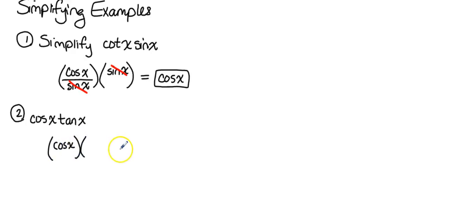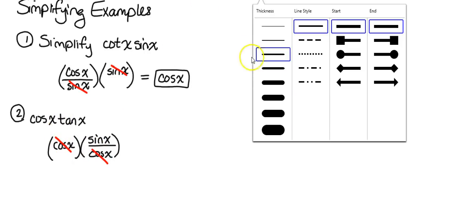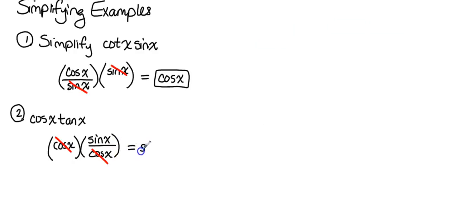But I can rewrite tangent how? Tangent is sine of x divided by cosine of x. Rewritten as such, I now see that cosines will cancel, leaving behind sine of x, and there's nothing else I can do from there. It's as simplified as it gets.